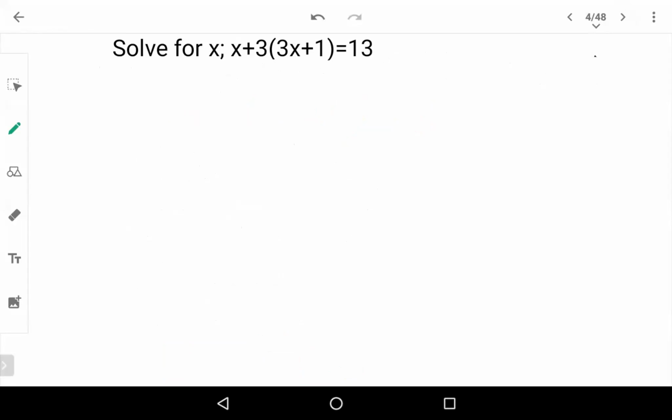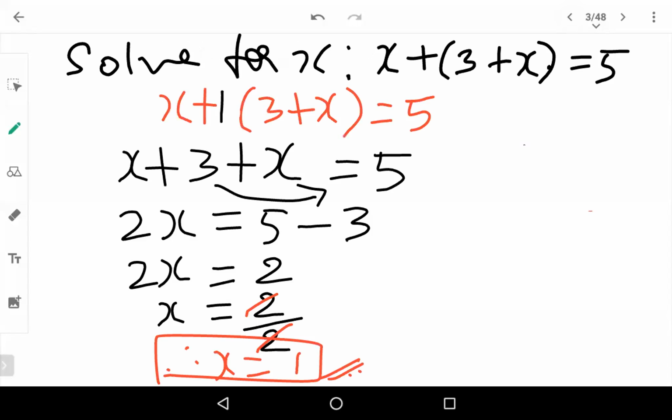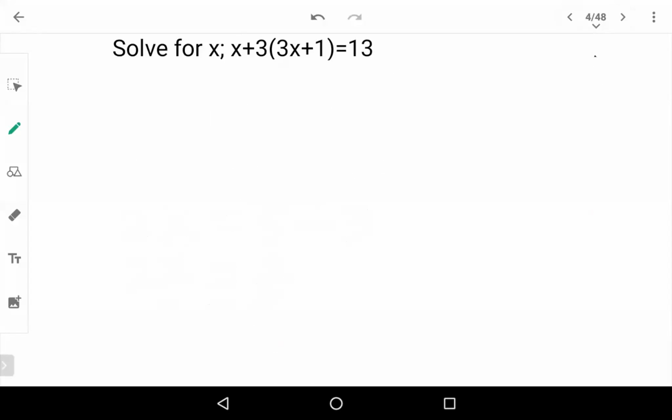Okay, now if you see here, solve for x, that's the question. And then they've given the equation. x plus 3 into 3x plus 1 is equal to 13. Now in the previous problem, you did not have any number before the brackets, right? But in this problem, you have a number before the bracket. So we are supposed to solve that bracket first and then we will solve the equation.